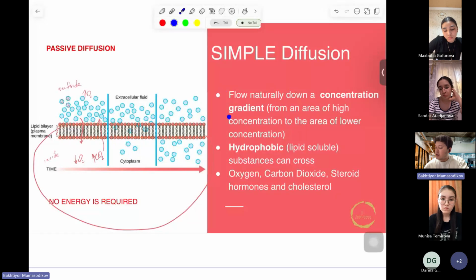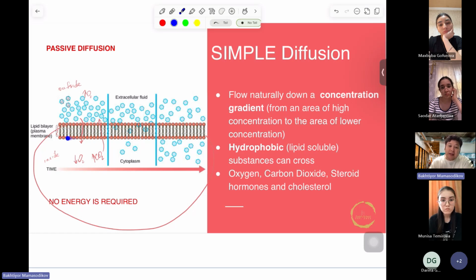Simple diffusion is flowing naturally down the concentration gradient. That means from the area of higher concentration to the area of lower concentration. That's how we explain simple diffusion. Which substances can cross easily without permission? In simple diffusion, only hydrophobic substances can cross. Hydrophobic substances are lipid soluble, that means they are lipid in nature. They can cross the lipid bilayer, the hydrophobic tails.